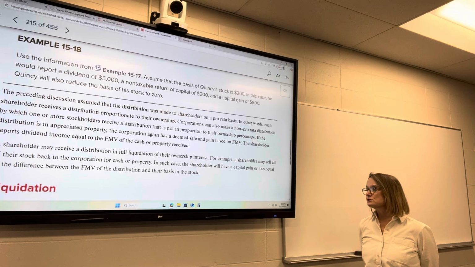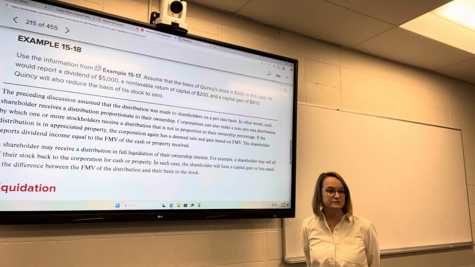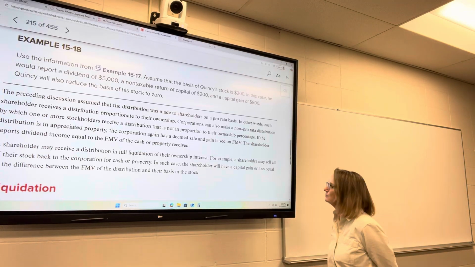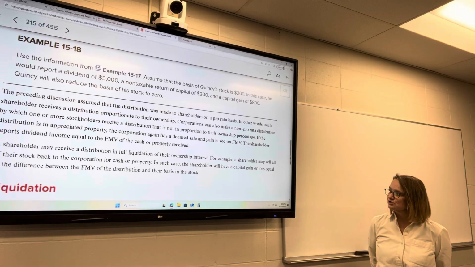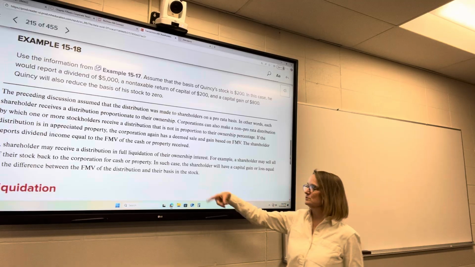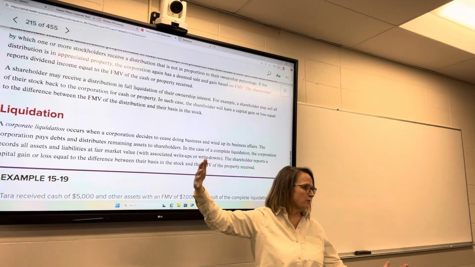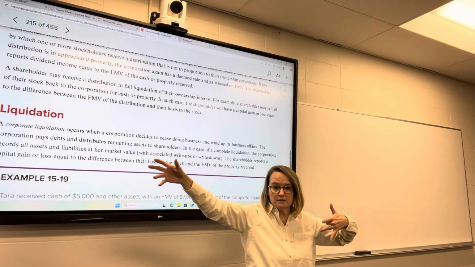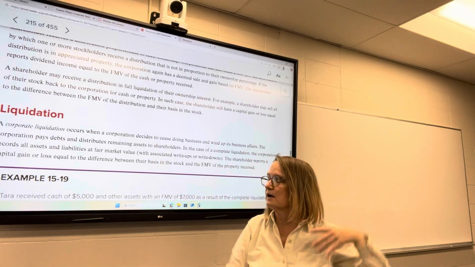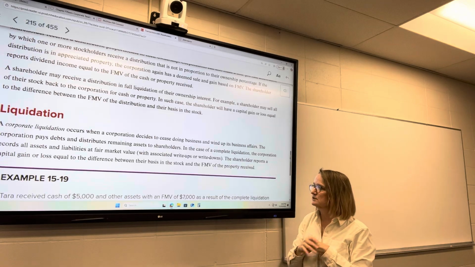The shareholder can also receive a distribution in full liquidation of their ownership interest. So they're selling their stock essentially back to the company. A shareholder may sell all of their stock back to the corporation for cash or property. The shareholder will have a capital gain or loss equal to the difference between the fair market value of the distribution and their basis in the stock. So just like if they sold their stock to a third party, if they sell it back to the company and essentially make it into treasury stock, the gain or loss is treated the same.